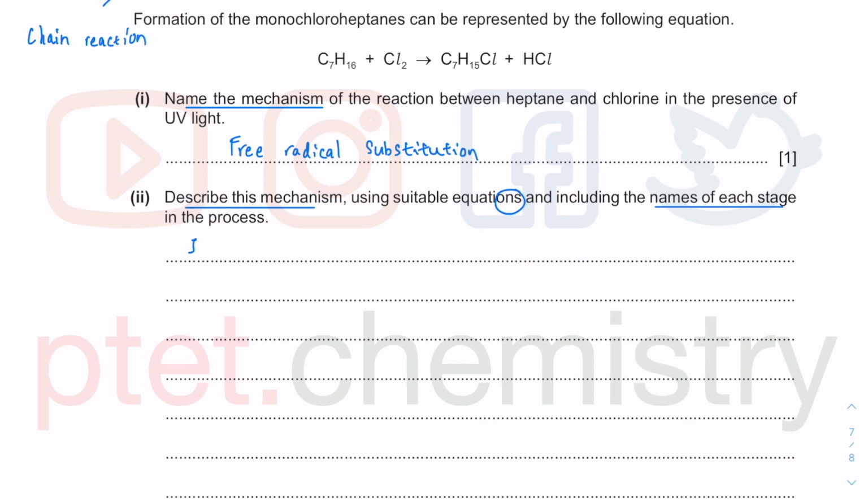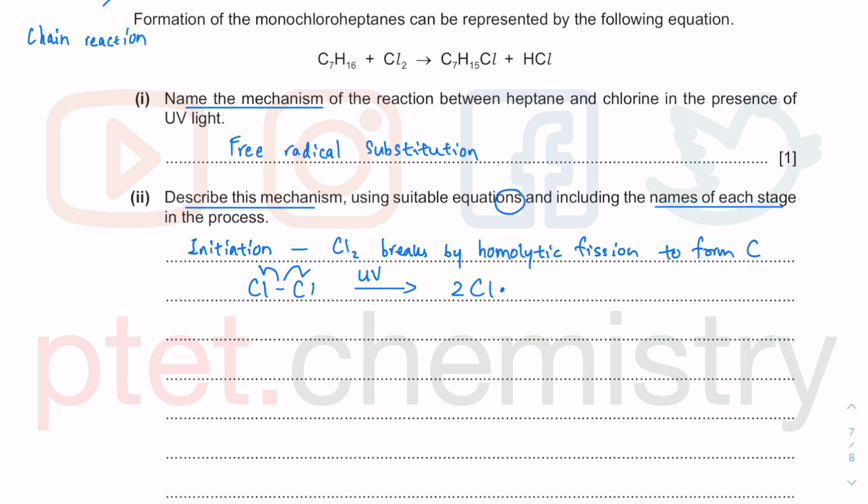So the first thing that will happen is initiation. In the initiation stage, the Cl2 breaks by homolytic fission. Homolytic fission is a term stated in the AS introductory chemistry syllabus. Basically, the covalent bond breaks equally, so you have a half-headed arrow. You don't use a full-headed arrow because it's not 2 electrons, it's 1 electron. 1 electron goes there, 1 electron goes there. This only happens in the presence of UV light, and you will get radicals. So it breaks by homolytic fission to form chlorine radicals.